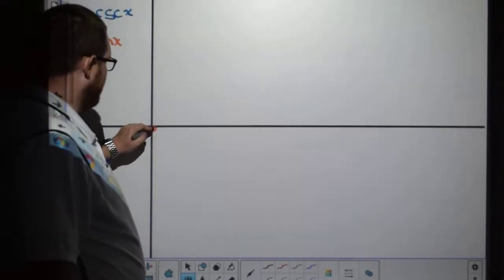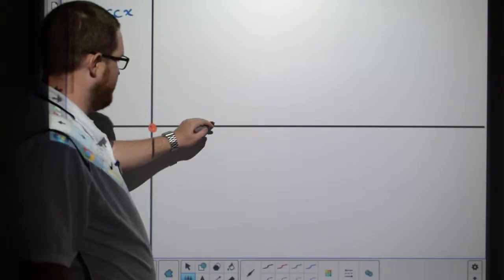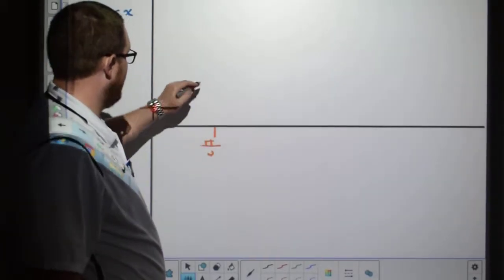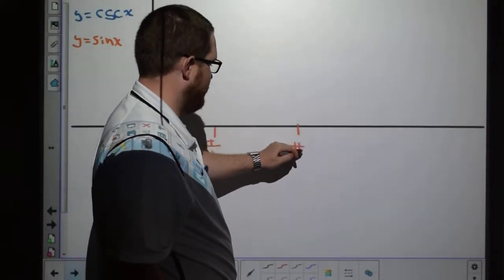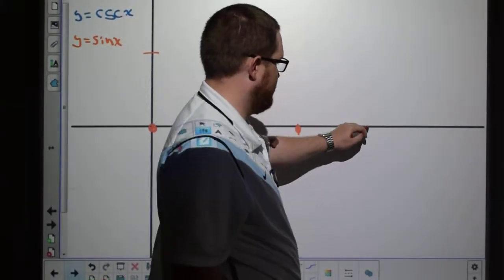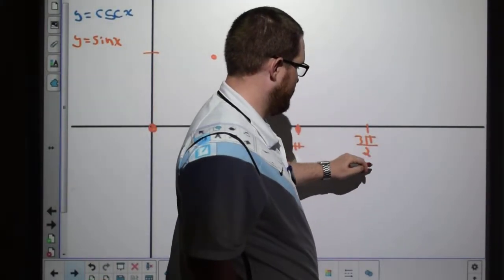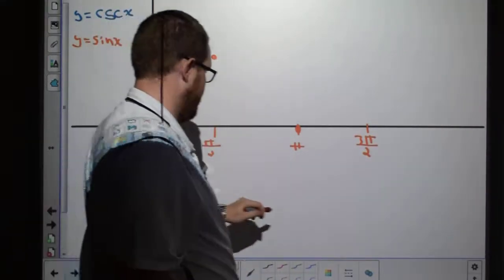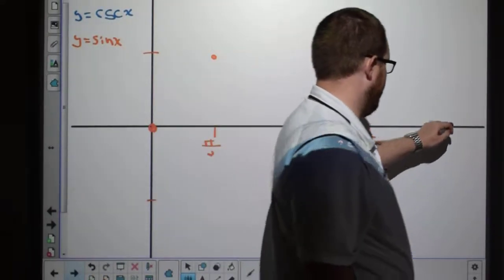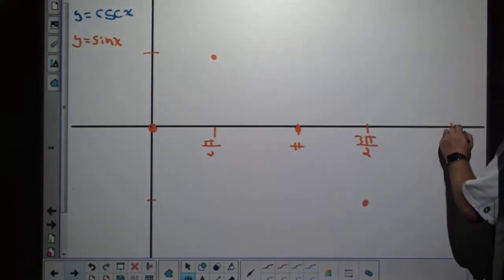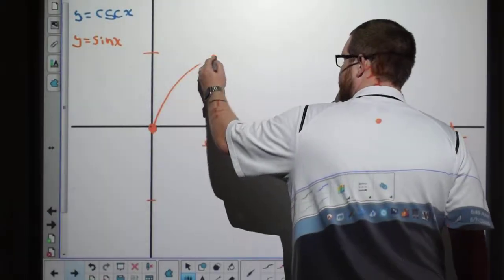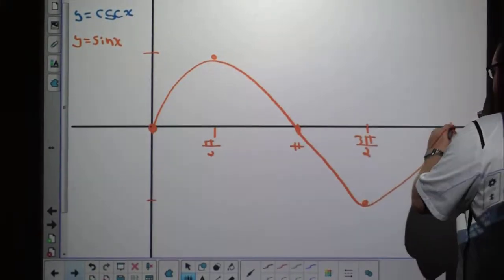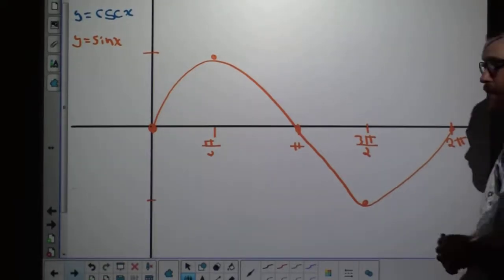So sine of x is 0, 0, pi over 2, comma 1. Let's make this a little bigger. Pi, comma 0, 3 pi over 2, comma negative 1, and then 2 pi. So this is the sine graph. Again, badly drawn.